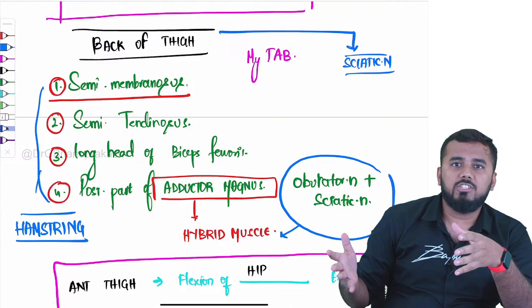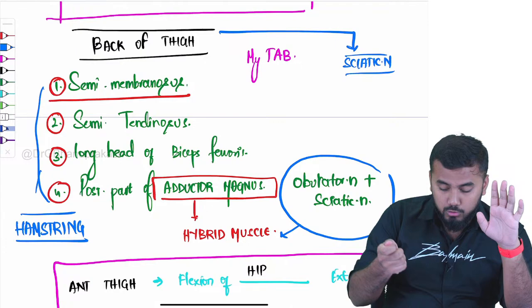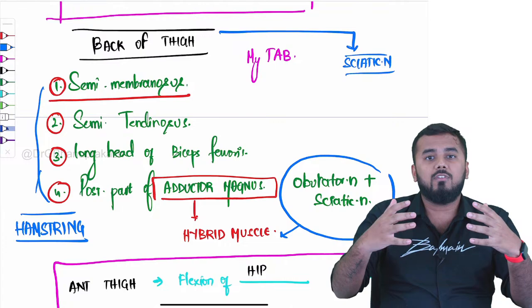They used to have separate jails there, but jails used to not be sufficient, so they used to leave those slaves or soldiers outside, but they were not allowed to cross the kingdom. That is the reason why they used to cut these muscles. This cutting of the hamstring muscles, at the back of the thigh, is called hamstringing, so that the person will become crippled, and cannot walk or run further. So this is called the hamstringing procedure.